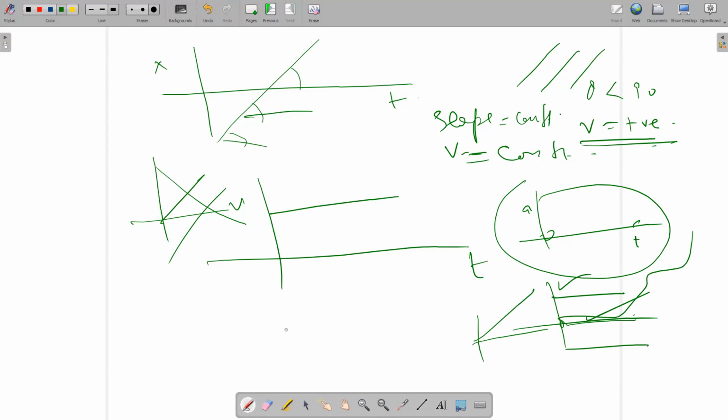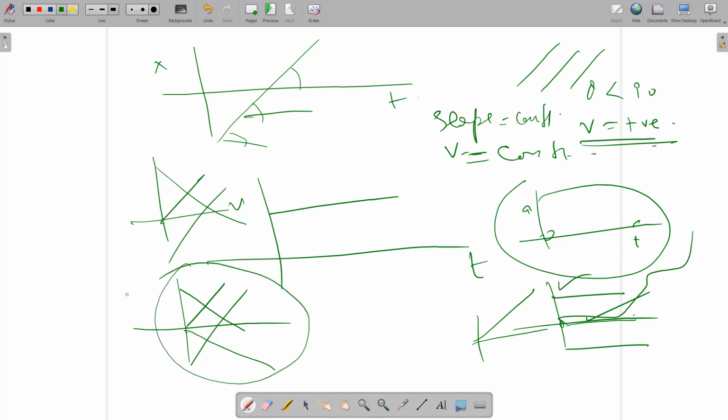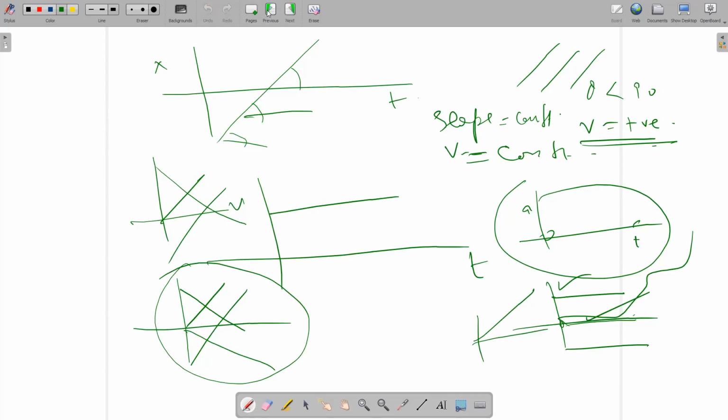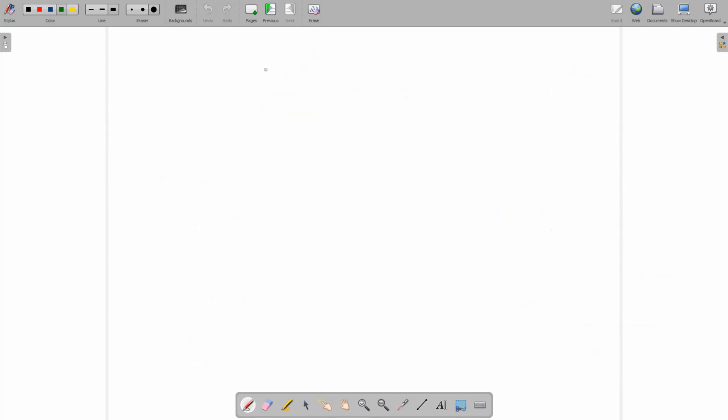Okay, after this. This is all the cases I have discussed in which the line is straight. Straight means like this, like this, like this. I have discussed all these cases. Now I am going to the curved lines. So up to now, do you understand this one? Yes, okay. Now we have the curved graphs.